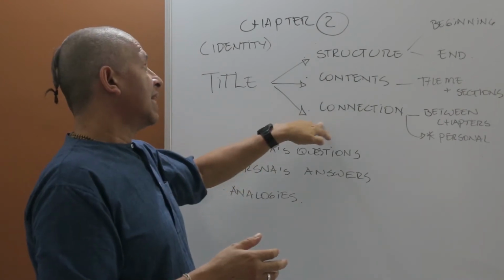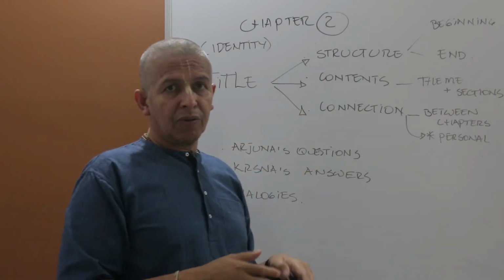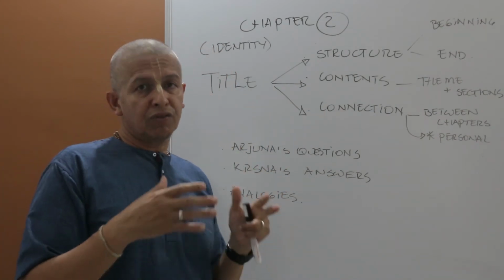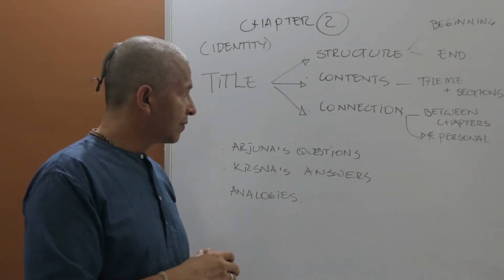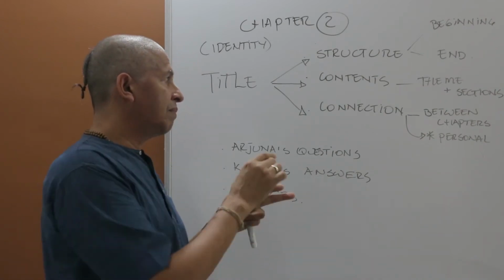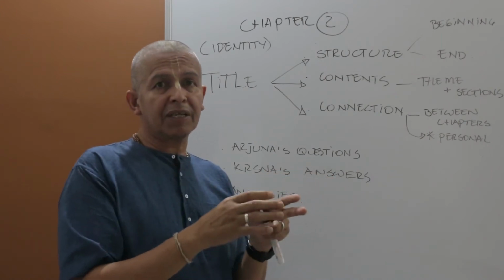And the last part is the connection. What does connection mean? There is a book that I want to refer to, called Surrendered Unto Me by Purijan Prabhu. In this book, he explains the connections between the different chapters. And that's something that we have done.